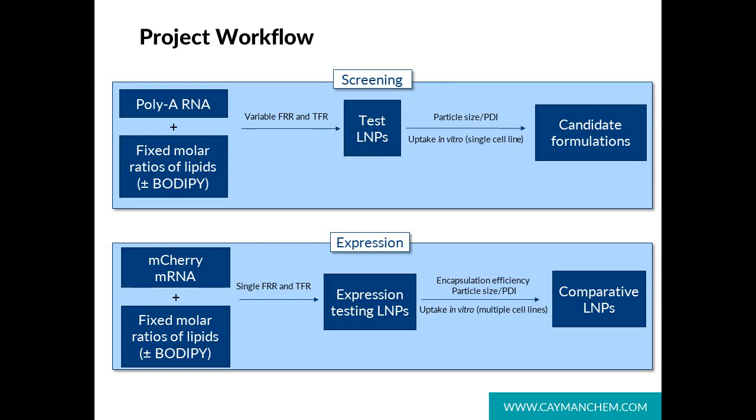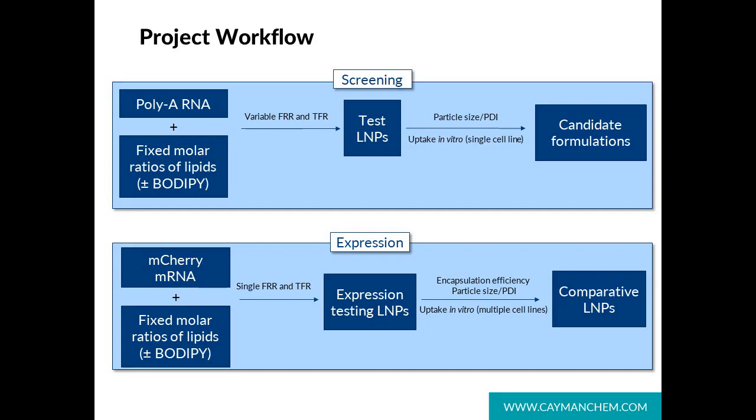The whole project was divided into 2 phases. For the first phase, shown on top, initial screening of variable flow rates in the Nunchuck using the screening function was accomplished with poly-A RNA and a fixed molar ratio of lipids. These preps were screened using dynamic light scattering on the Stunner for particle characteristics, and selected preps were further evaluated using BODIPY uptake in cells.